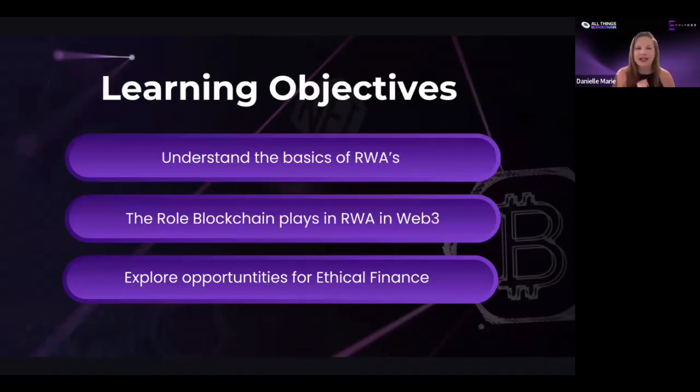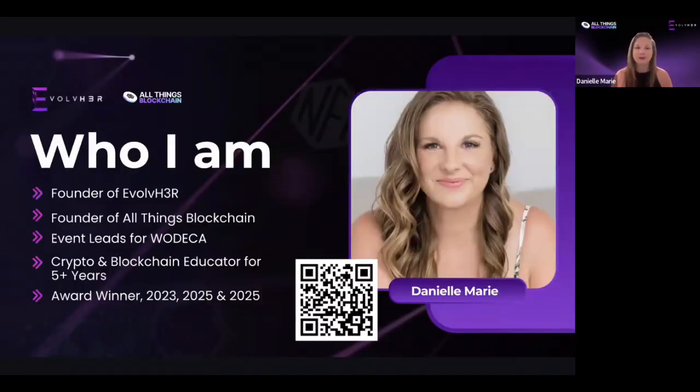All right, so today's learning objectives are to understand the basics of RWAs, what they are, and the role that blockchain plays. We'll talk about some of the pros and cons, the benefits, and some of the things we need to be aware of. Then we're going to explore the opportunities to have more ethical finance in our future.